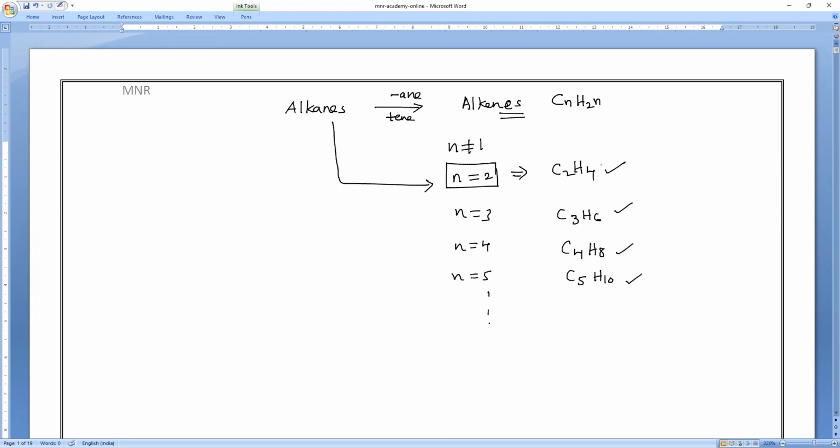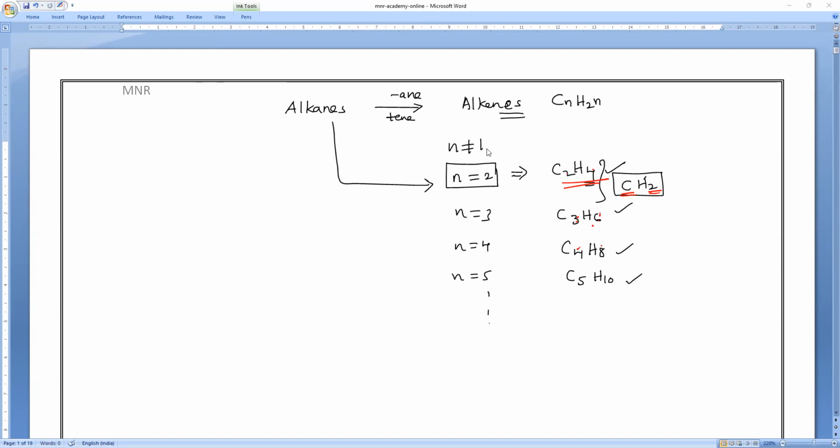And again, if you notice, from one compound to the next compound, one carbon atom increases, and how many hydrogens are varying? One carbon and 2 hydrogens is the difference between one compound and the next. So 2 hydrogens are increasing, 1 carbon is increasing. The same order they will follow, exactly like alkanes.